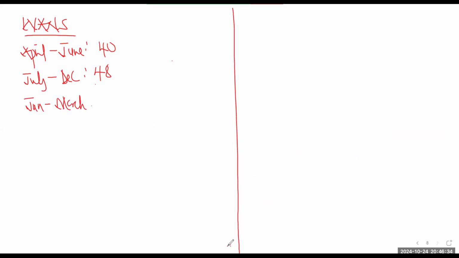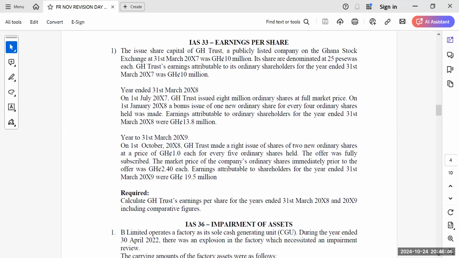From January to March, how many shares will contribute to the profit in that period? It will be the 48 million plus the bonus issue. So what is the bonus issue there? What will be the value for the one for? 1 new share for every 4. So 1 over 4 multiplied by 48. The shares that were there before the bonus issue was 48. That gives 12 here. Okay, 12 plus 48 will give us 60, isn't it?